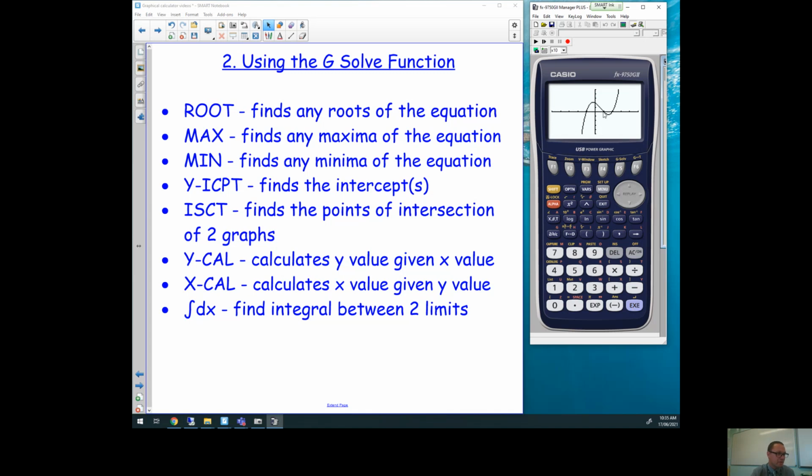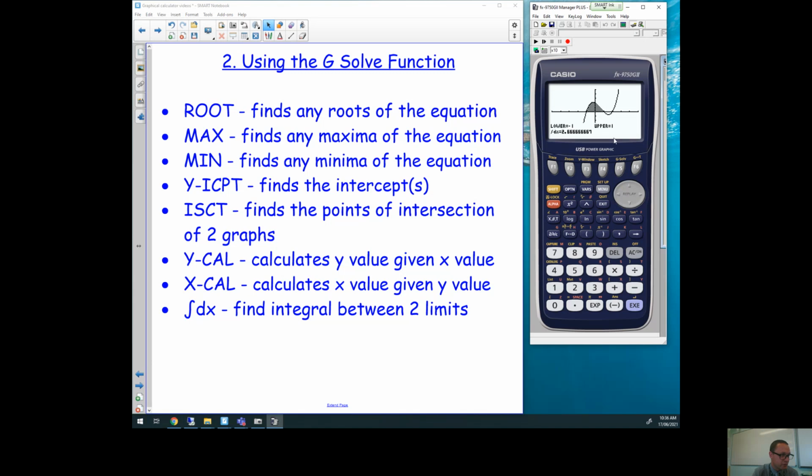So let's say we want to find the area here, the area above the graph. Well, I know the limits for that are -1 and 1. So I would go G-Solve, integrate. My lower limit is -1, execute. My upper limit is 1, execute. So it shades it in for me, and it tells me the area of that particular bit is 2.6 recurring.